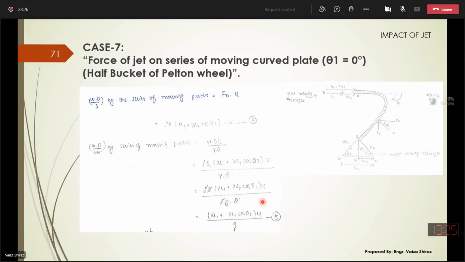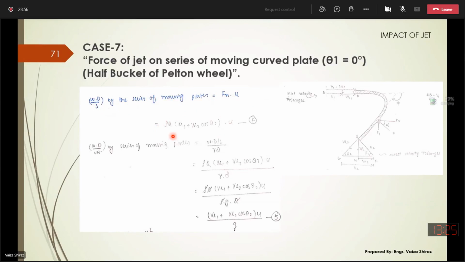Now, as it is a moving case, you will find out the efficiency and work done. So the procedure to find out the efficiency is exactly the same. Only the equation of Fn will vary हर केस में. जिस भी केस में आप efficiency find कर रहे हैं उसी केस की Fn की वैल्यू आपने यूज करनी है. Remaining steps are the same. Work done per second by the series of the moving flat plates, that is Fn into U. So this is your equation for Fn.